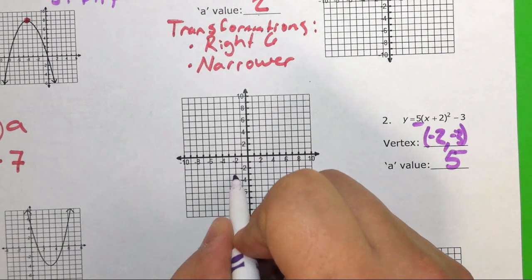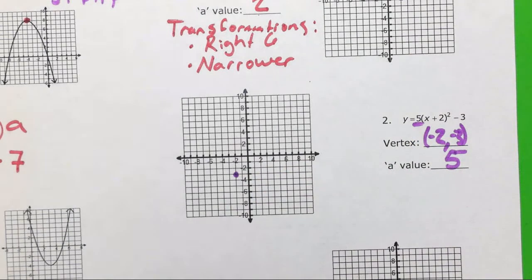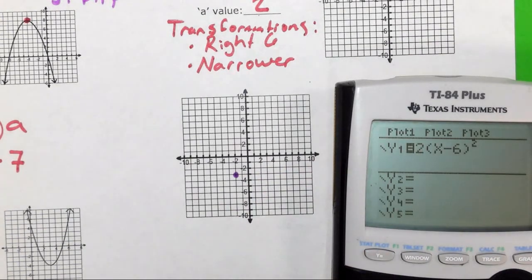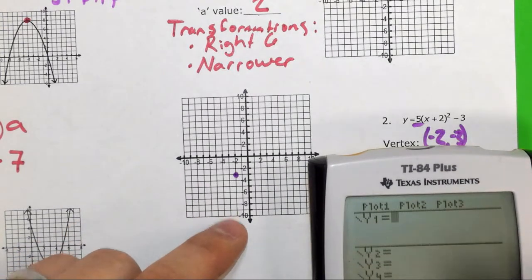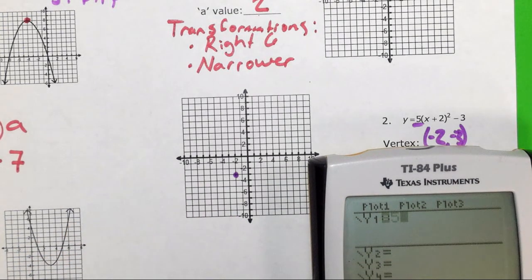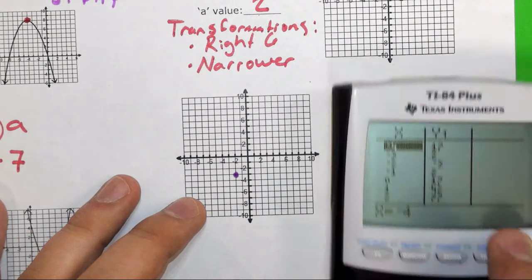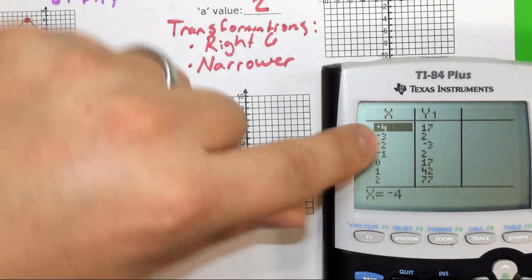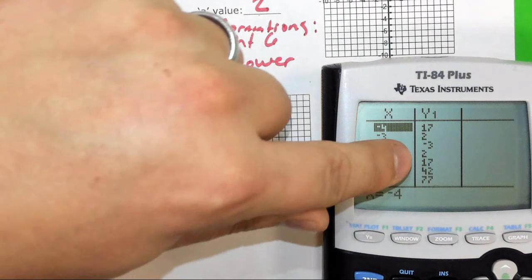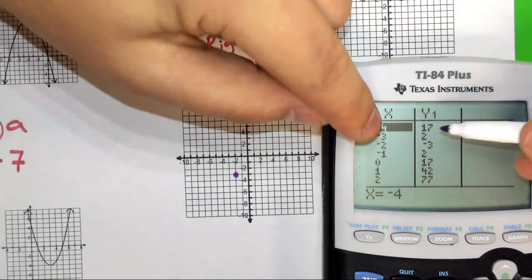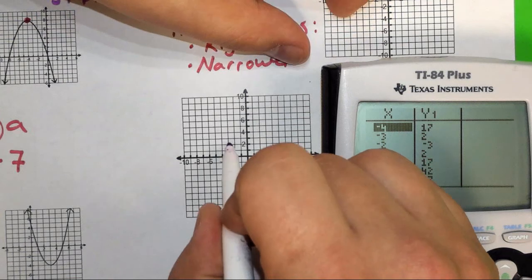And then I'll bring out my trusty calculator again so I can check that. Let's type that in: 5 parentheses x + 2 squared, and then -3. Okay, and then we'll hit second table to take us to our table. It doesn't look like we have a whole lot of points that we can use. Check it out. Negative 3, 2 would be right here, and then negative 1, 2 would be right here.